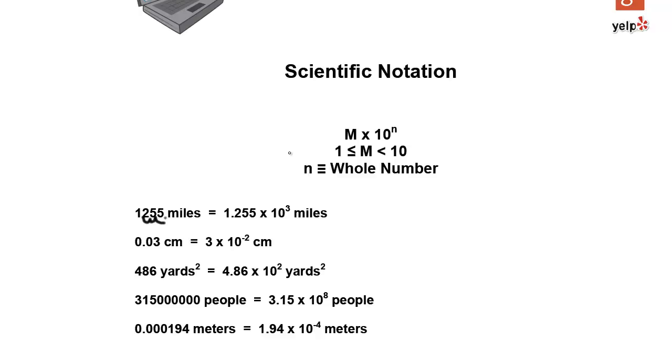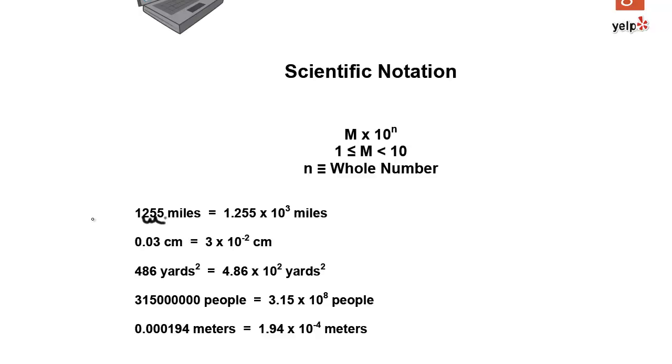You see, 10 to the third is 1,000. And so if I take 1.255 and multiply by 1,000, I'll get that number back. So 1.255 times 10 to the third miles. Oh yeah, we can't forget our unit. We have to make sure we include our unit. So large numbers will get positive exponents, small numbers will get negative exponents.